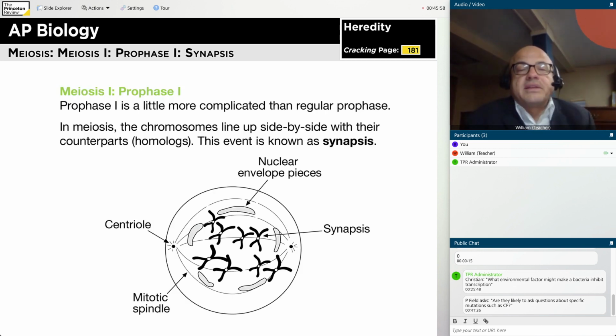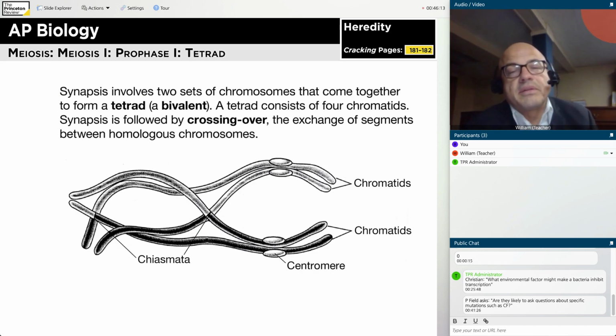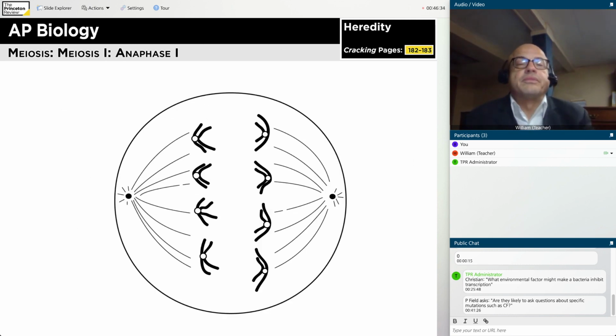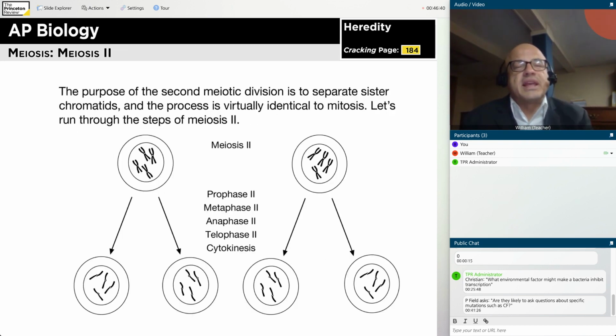In prophase 1, it's a little bit more complex, because you have things lining up side to side, and they call that synapsis. It's just the basics to note, and make sure that you know the sequencing of it. This synapsis involves a tetrad, okay? And this is where crossing over also occurs, so noting that this occurs is important. You have a metaphase plate, and then anaphase 1. Each one of these is summarized at the end for you.